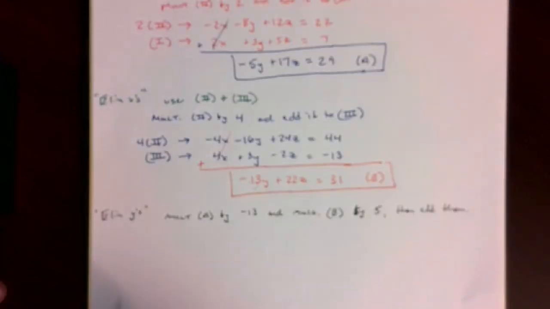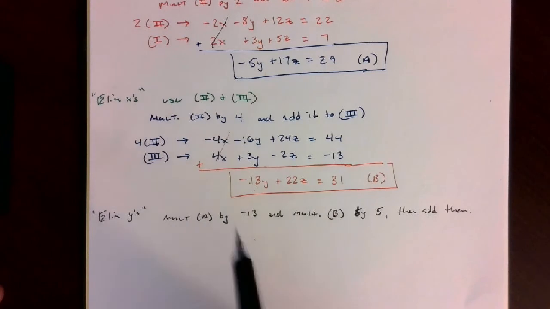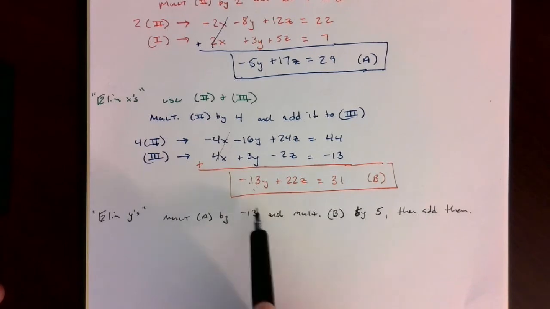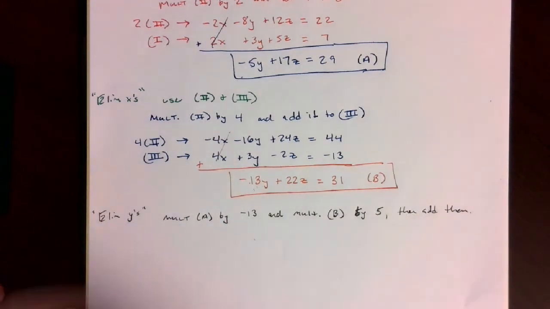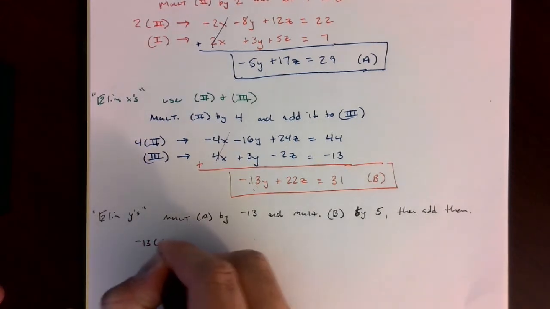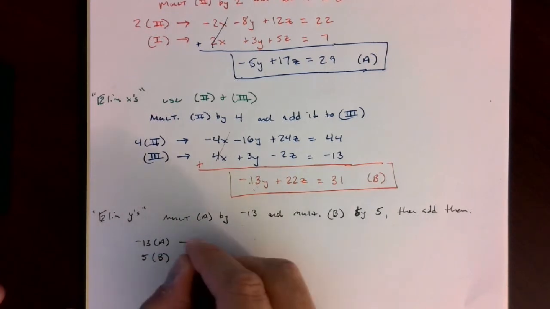So you're going to multiply equation A by negative 13 to make that a positive 65. You're going to multiply equation B by a positive 5 to make this a negative 65. So the idea behind this is that you're multiplying by whatever the coefficient is of the opposite one. If there's not a number that's smaller, it'll work. So doing this, we'll have negative 13 times A, and 5 times B, and we'll see what we get.